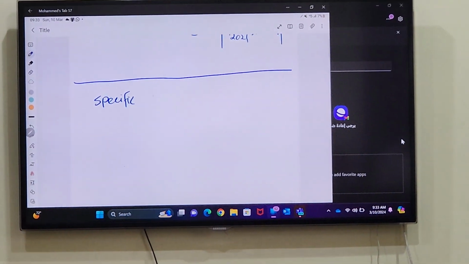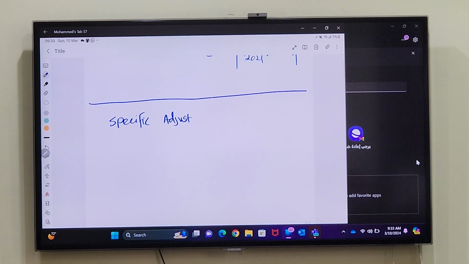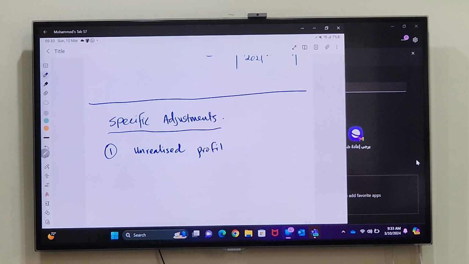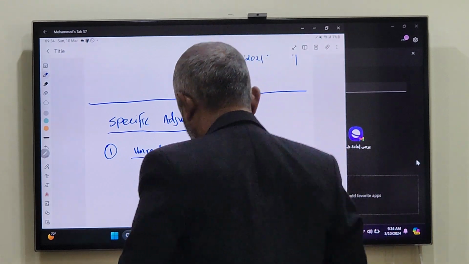Now today my target, after making you understand this, is to talk about specific adjustments. There are different specific adjustments I would like to discuss. Number one, we call it unrealized profit. What do you think unrealized profit is? Any idea? Can anyone tell me what unrealized profits are?